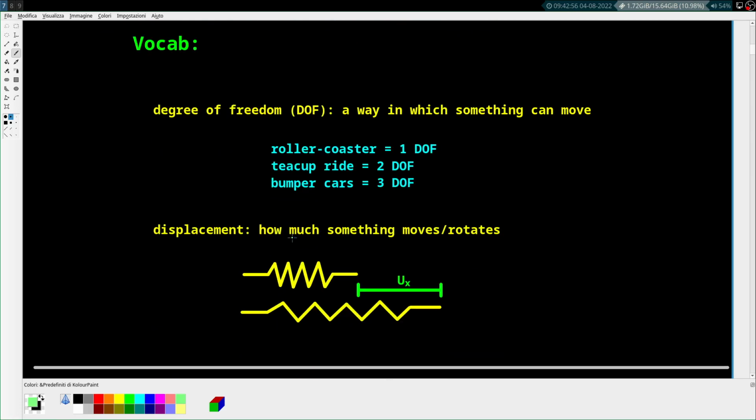So some vocab words. I'm going to use these every other breath, so it's important to know what these things mean. A degree of freedom, a DOF, is a way in which something can move or be moved.